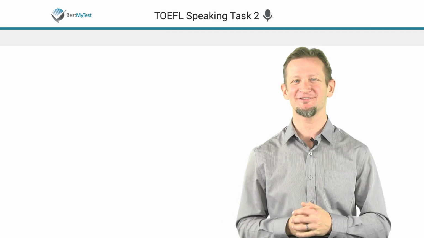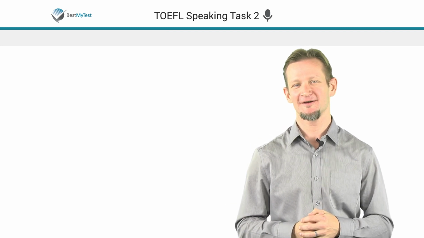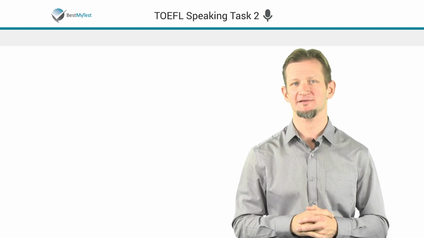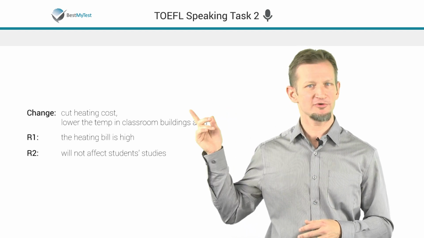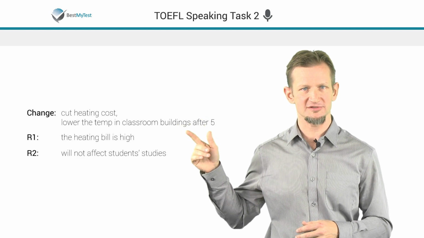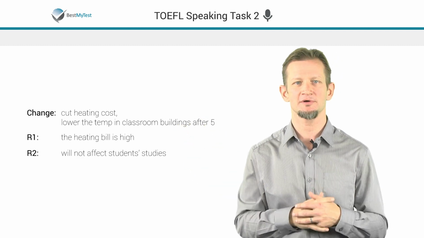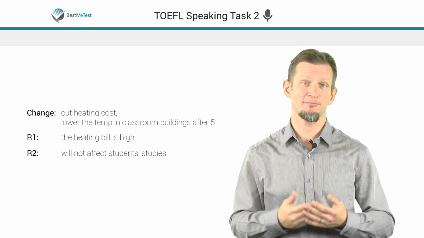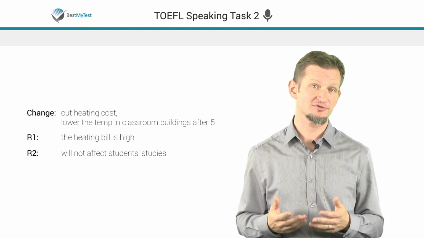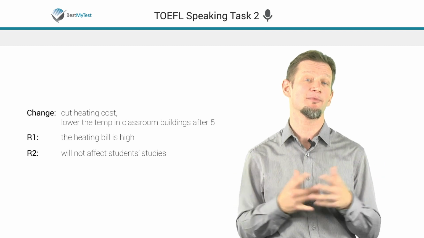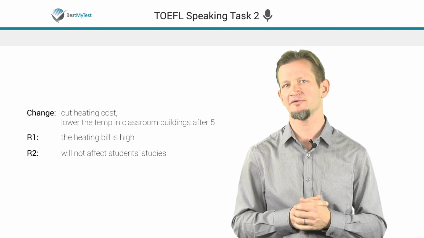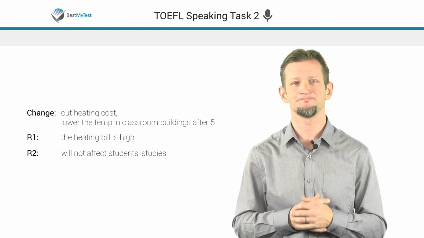Okay, so you just finished reading the passage. Now let's listen to the conversation. But first, let me show you my notes from the passage. So I wrote down the change, R1, R2, that stands for reason 1, reason 2. The university wants to reduce heating costs by turning down the temperature in buildings after 5 p.m. on work days and all day on weekends. And they think this will not have a negative effect on student studies.